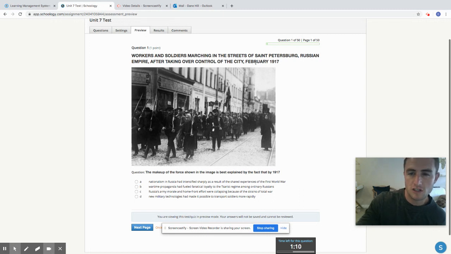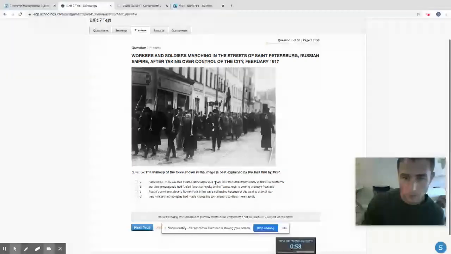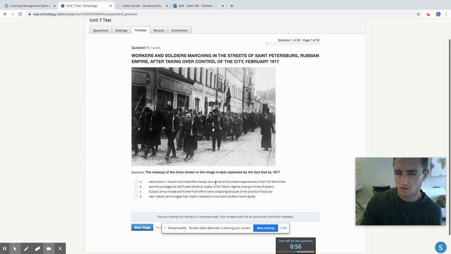They're marching in the streets of St. Petersburg after taking control of the city. So Russians have seized control of their own city. Why would they do that? Let's see. Is it that nationalism in Russia has intensified sharply as a result of the shared experiences in the First World War? No, that's not it. Wartime propaganda fueled fanatical loyalty to the Tsarist regime? No, we hate the Tsar during the war. He becomes very unpopular.